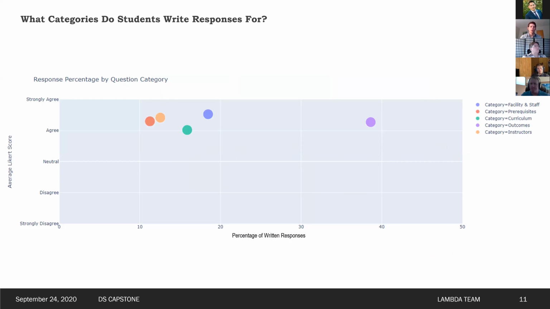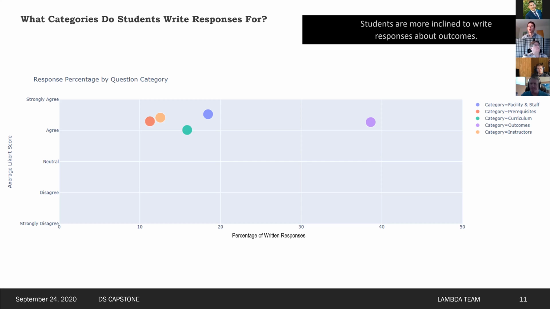So as shown earlier in the slides, all the written responses are optional. So we wanted to know what categories the students were most likely to volunteer written responses for. And as this graph shows, most of the categories fall between 10 and 20% of the opportunities to write a response were taken. The outcome questions received almost twice as many written responses as those other categories did. So students were much more inclined to write responses about their outcomes. They were much more excited about that.